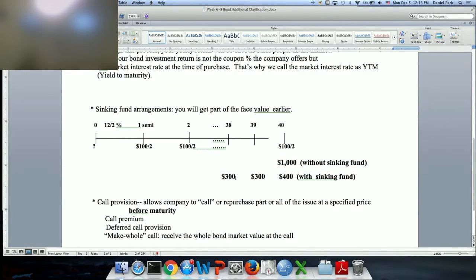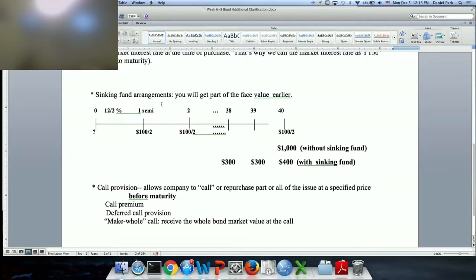Then another one here, sinking fund. Maybe on the last page of this chapter's lecture notes, sinking fund. Typically, if there is no sinking fund condition, then you have to wait until the final period. In our example, that is 20 years later, or 40 semi-annual periods later, and you will get 1,000. That's without a sinking fund.